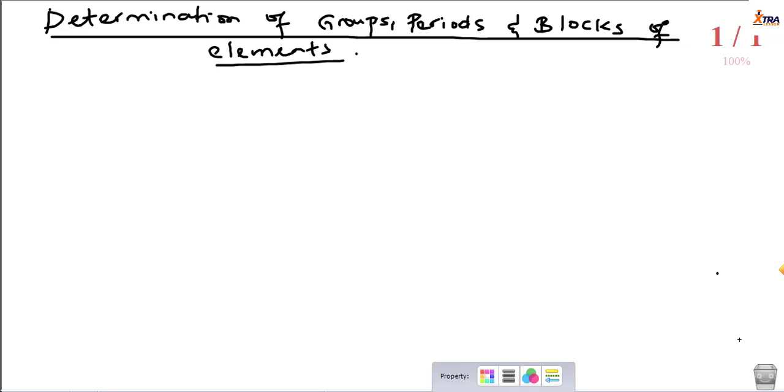Hi guys, welcome back. So let's determine the groups, periods and blocks of elements in the periodic table. Let's see how we can determine what group, what period and what block an atom of an element, or the element itself, belongs to in the periodic table.